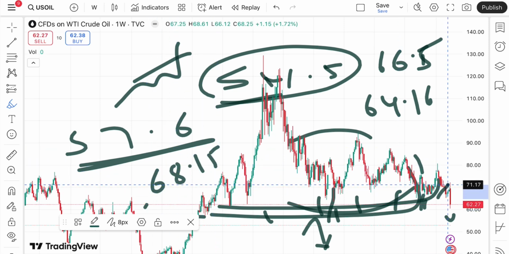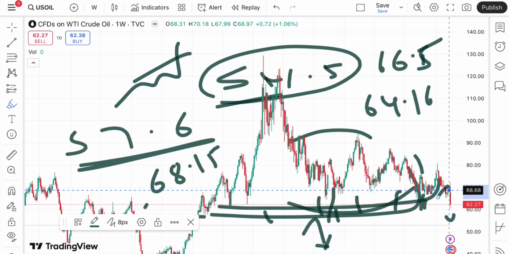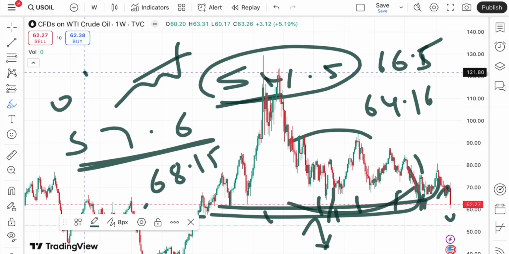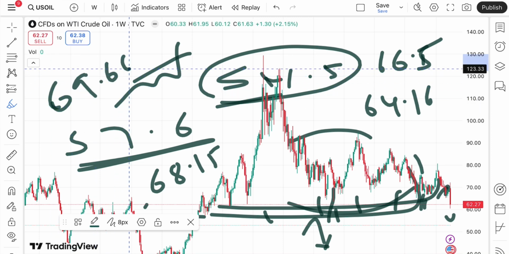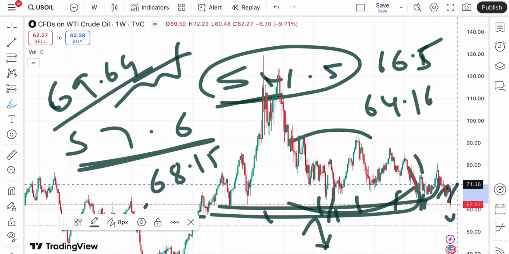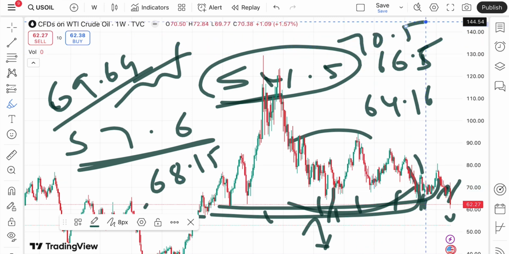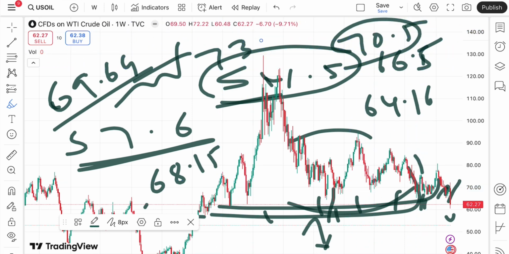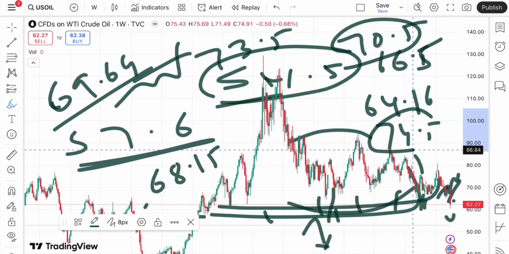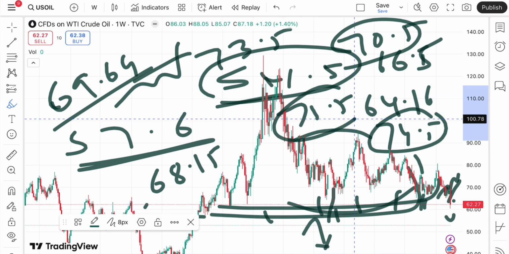And if the price moves above that particular level, we will see the price will go further upside towards a level of 68.68, and from there a level of $69.64. Okay, and once the price moves above that particular level, chances of touching a level of around 70.5 we can see, and from there a level of $73.5. And if the price goes above that level, a further upside towards 74.5 we can see, and then 75.5.